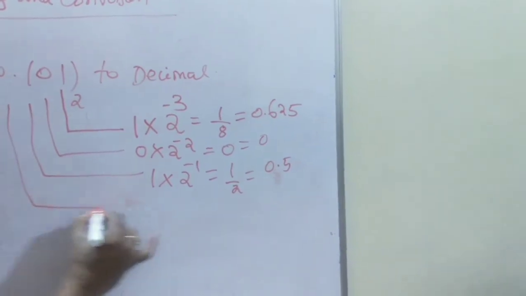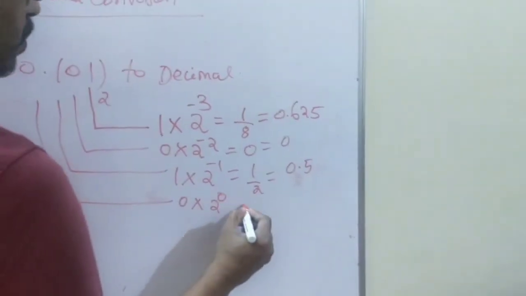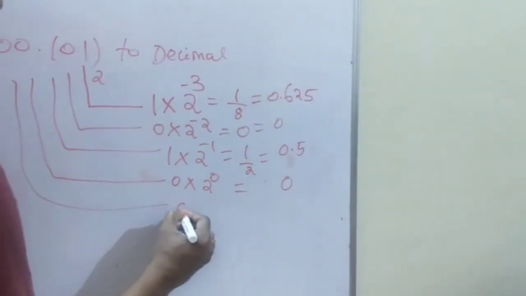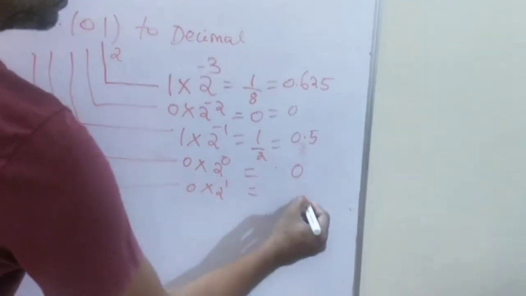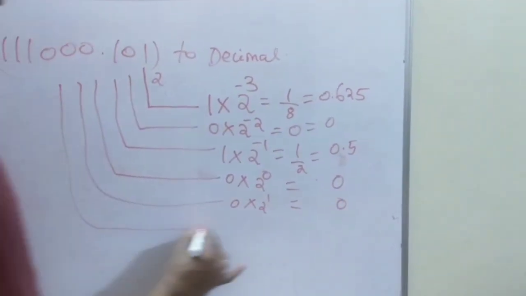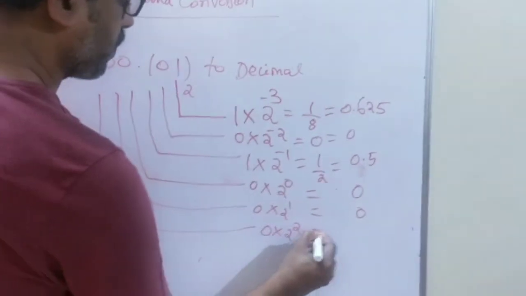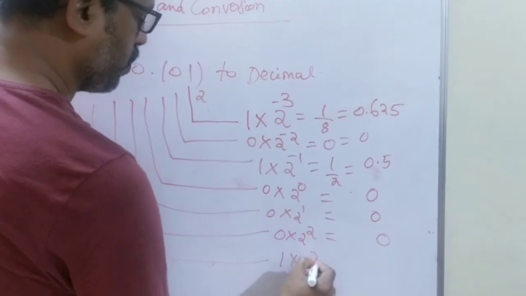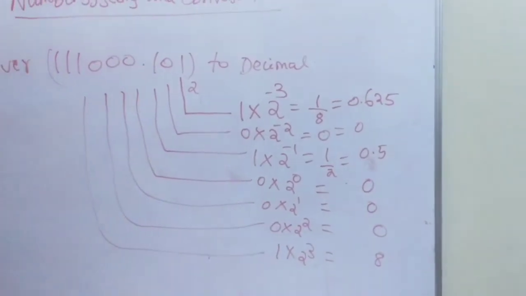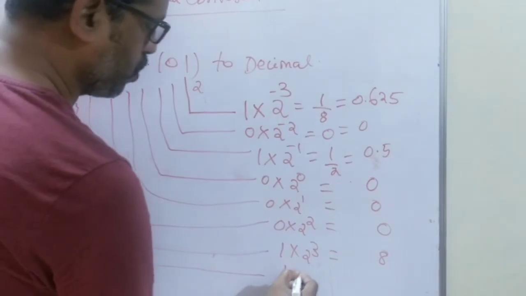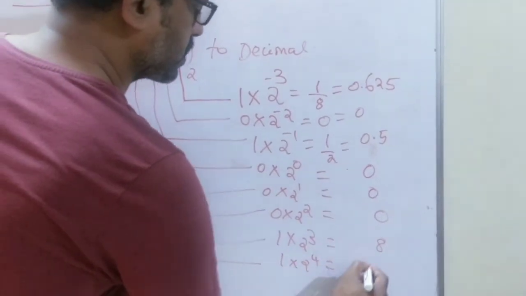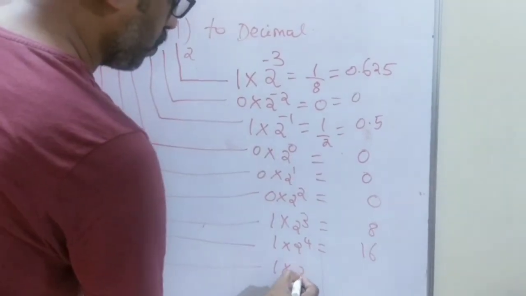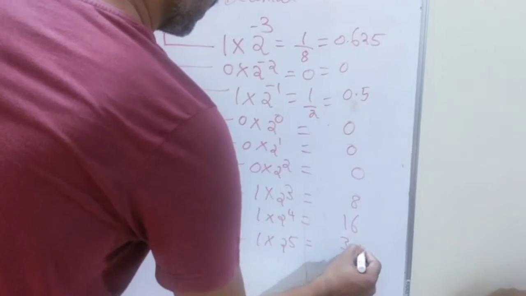Then 0 into 2 power 0 is 0. 0 into 2 power 1, 0. 0 into 2 square, 0. 1 into 2 cube is 8. 1 into 2 power 4 is 16. 1 into 2 power 5 is 32, right?